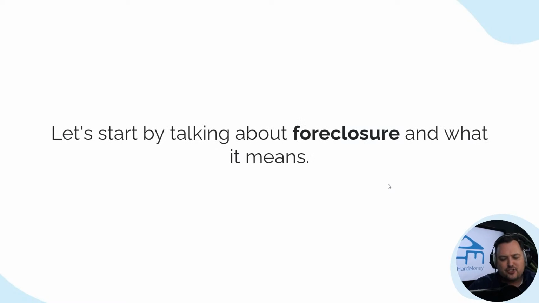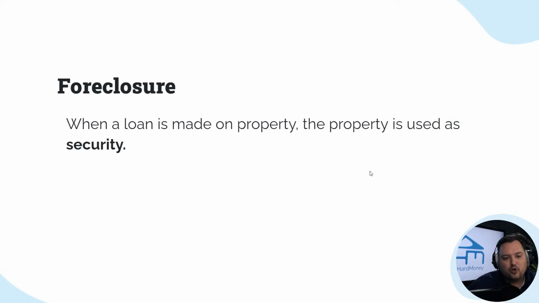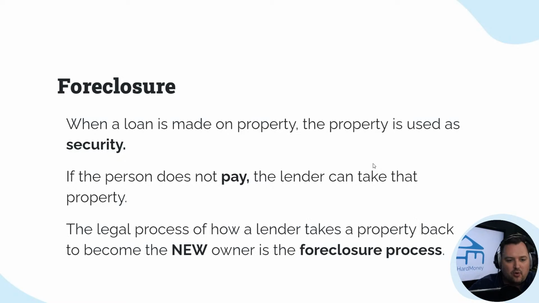So let's start by talking about foreclosure and what it really means. I find this term is so confusing for people. They maybe know somebody that's gone through a foreclosure or they've heard the term before, but they don't understand the process. And understanding the process is paramount to be able to invest in it. So foreclosure, when a loan is made on a property, the property is used as security or also collateral for that loan. And if the person doesn't pay, the lender can take the property or take the collateral from the person that they loaned the money to.